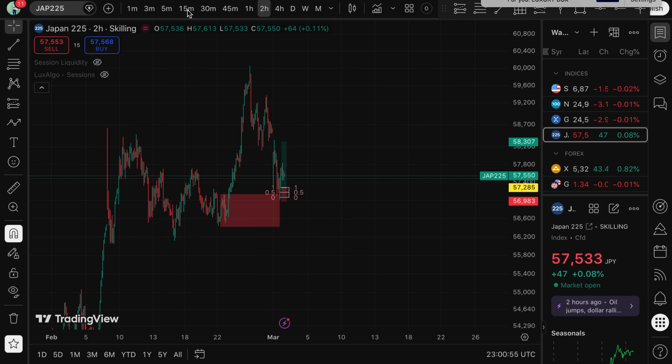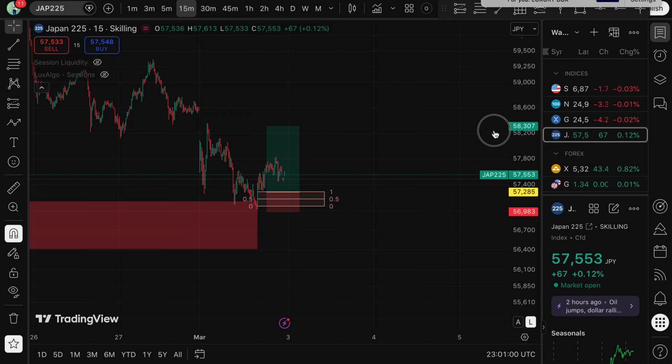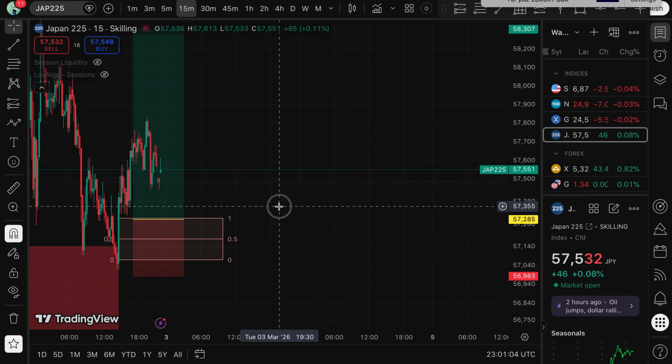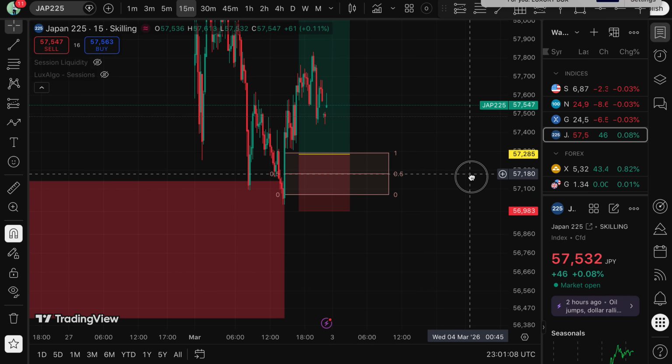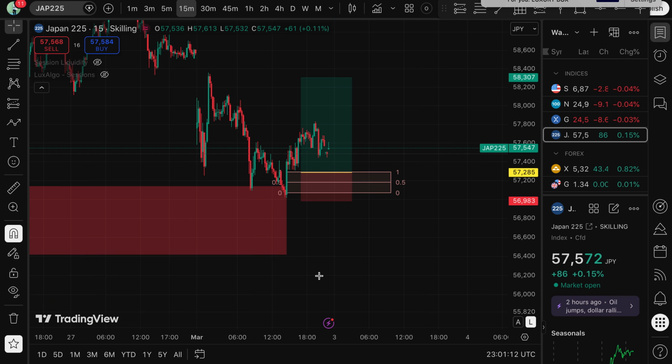So what did I do? I scaled down to the 15 minutes time frame to look for entry on this pattern. Looking for entry, I saw this Quasimodo reversal pattern. This is a typical example of a Quasimodo reversal pattern. Why did I say it's a Quasimodo reversal pattern?